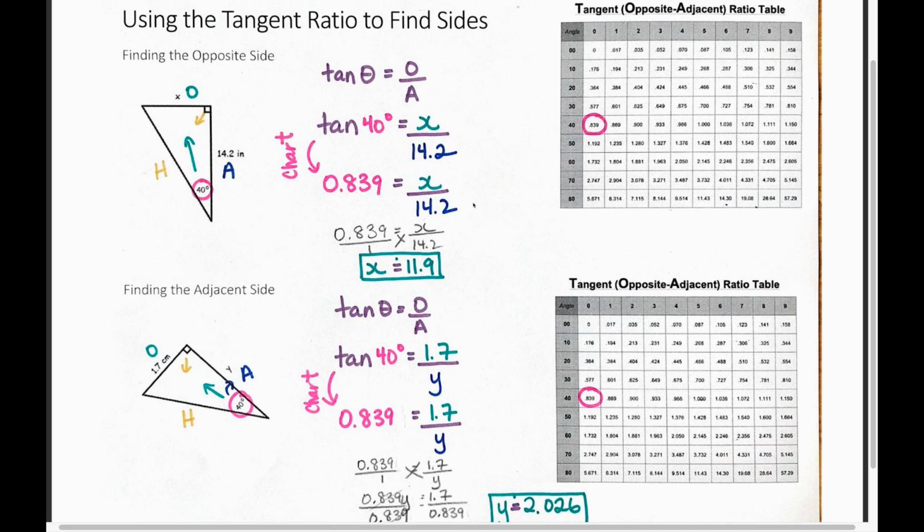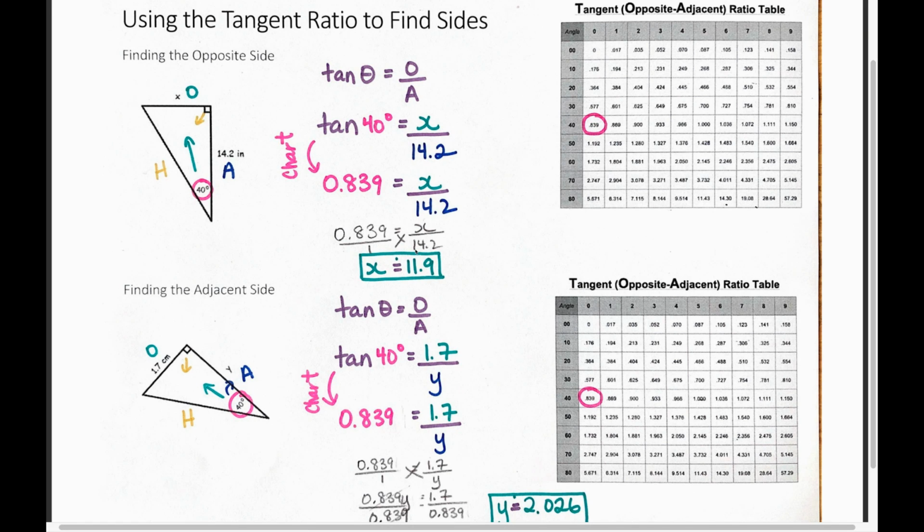Another strategy is to use cross multiplication. And I'm showing you this strategy because when we do the adjacent side in the next example, this is the strategy that I usually use. So what I do is I take this ratio and I rewrite both sides as fractions. So 0.839 becomes 0.839 over 1. And we know that's equal to x over 14.2.